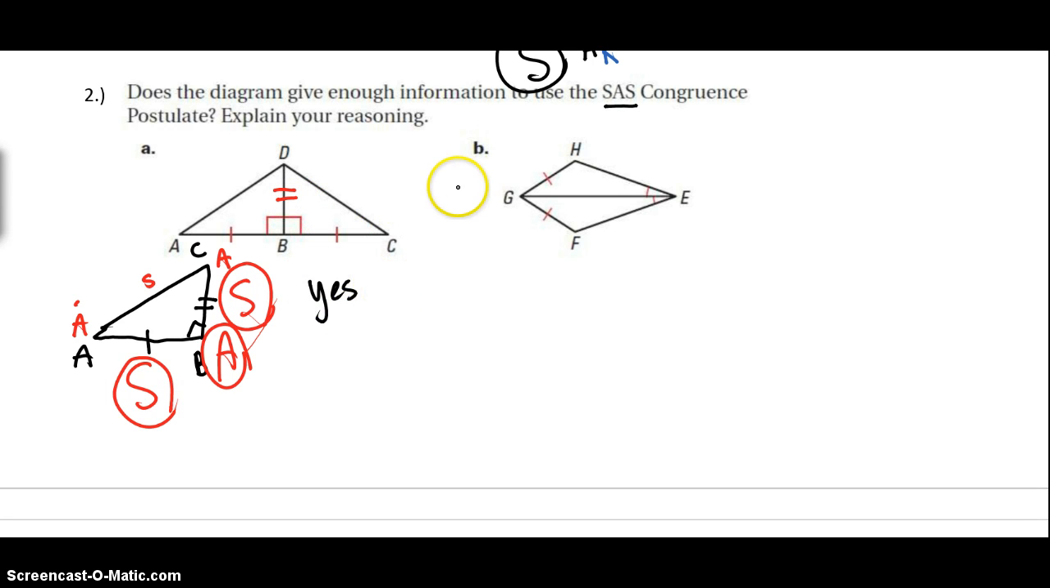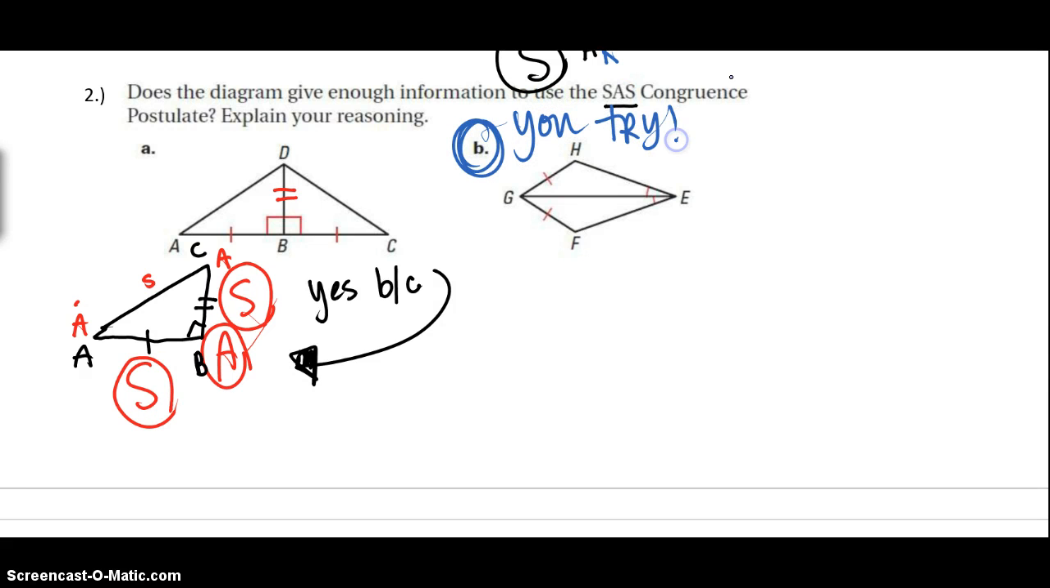And then it says, explain your reasoning. You can say, because there. Like, I can look at that picture and I can see, oh yeah, the student checked it to see if it was SAS. That works for me. That's enough explanation for me. So you are going to try this one on your own. So you try that one, bring it to class. You could pause it now and try it, whatever floats your boat, but bring that one and have it done for class.